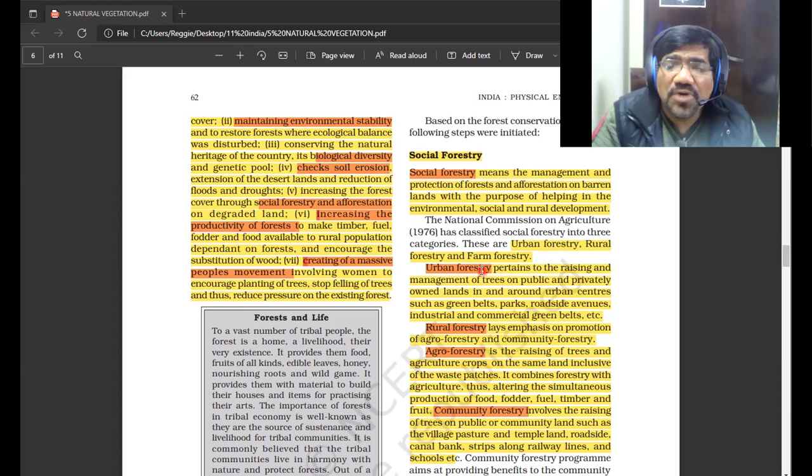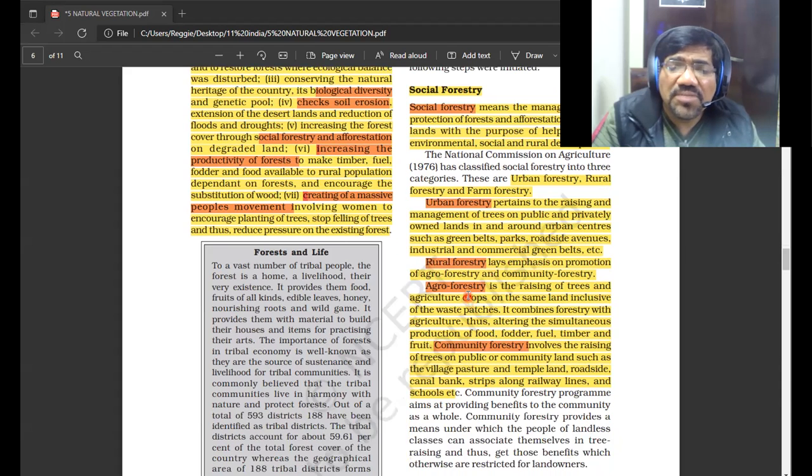Urban forests are the forests which exist in urban areas, like cities. The green belts, the parks, the roadside avenues, industries, and commercial areas are all a part of the urban forest. Rural forest exists in rural areas and for forest communities. Just like urban forest was for urban areas, rural forest is for rural areas. So wherever the people are, you are involving them. If you are doing it in the urban area, it is urban forestry. If you are doing it in the rural area, it is rural forestry.